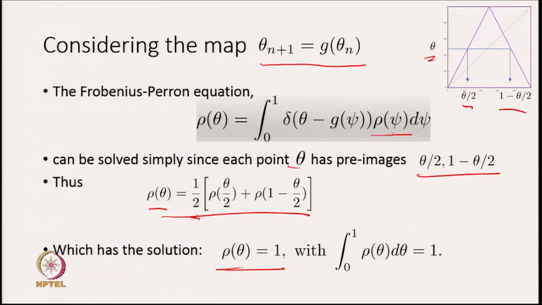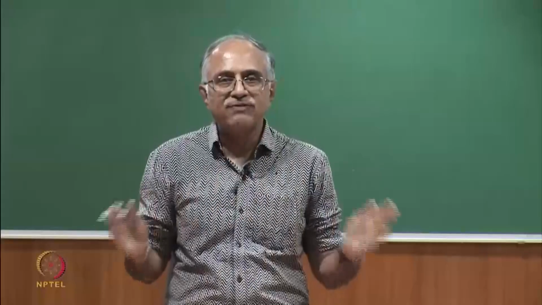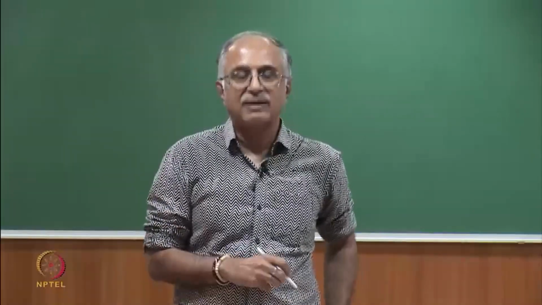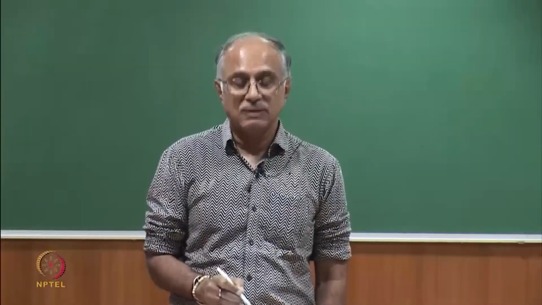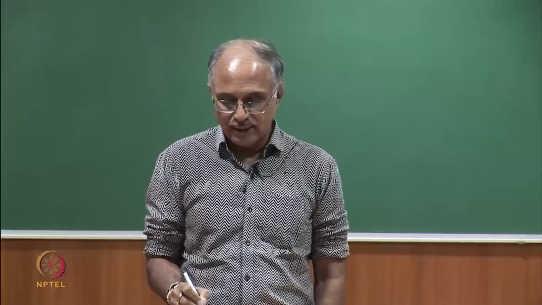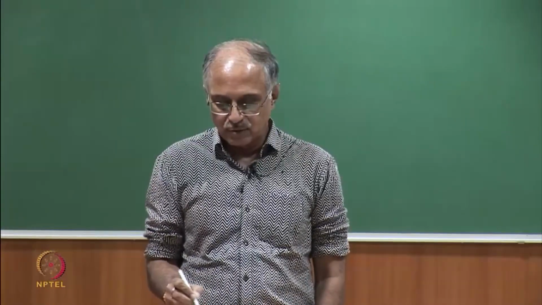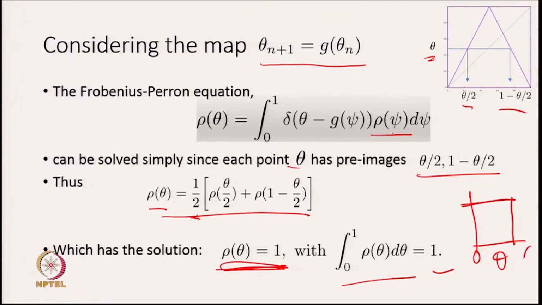The only solution is that rho of theta is 1, and this is a good invariant density because the integral over the interval is equal to 1. This basically says that if you take the tent map and iterate an arbitrary point, then points are uniformly distributed over the entire interval 0 to 1. Uniform because rho of theta is 1. So, on theta going from 0 to 1, rho is exactly 1. So, it is just a uniform distribution.